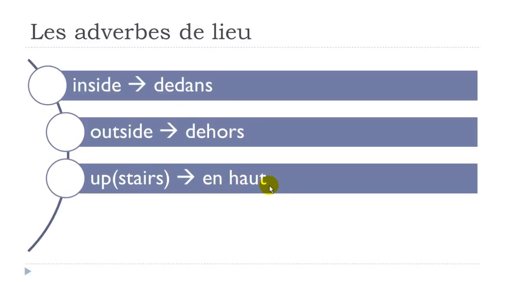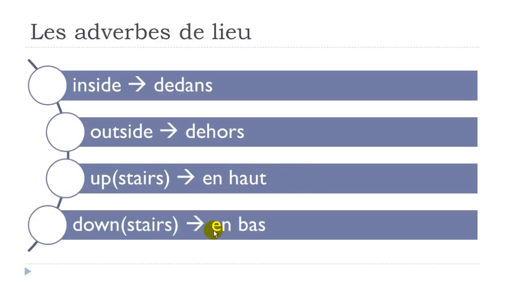En haut. Okay, final T not pronounced, and then this H as previously, you don't pronounce it, so this is haut. En haut. En bas. Final S not pronounced. En bas. Okay?